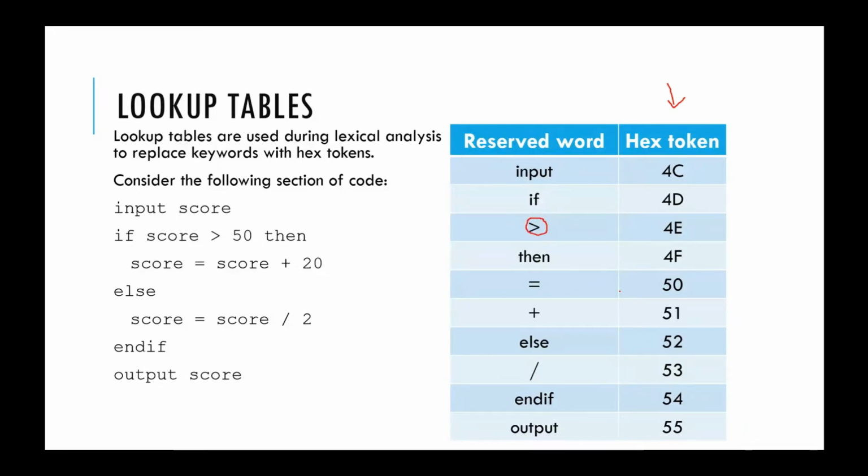So we could take that code on the left and we could replace it with all the tokens on the right. So the first line would say, for example, 4C score, and then on the next line it would say 4D score, 4E, 4F, and then on line 3 it would say score 50, score 51, and then it would have the hexadecimal equivalent of the number 20, and so on.